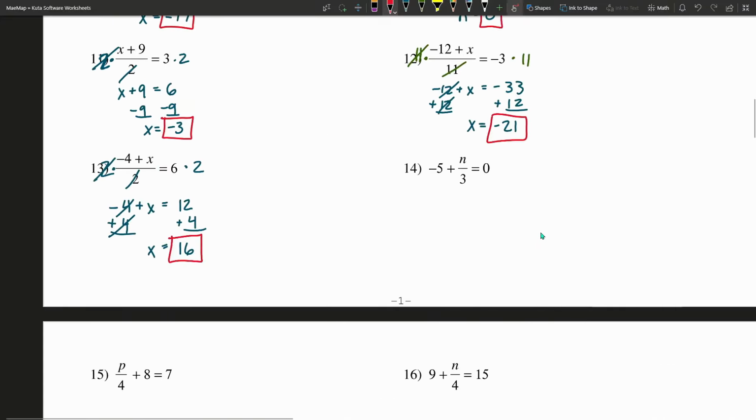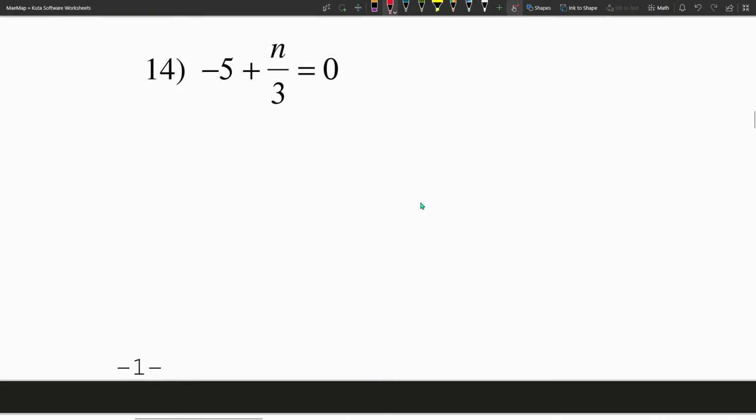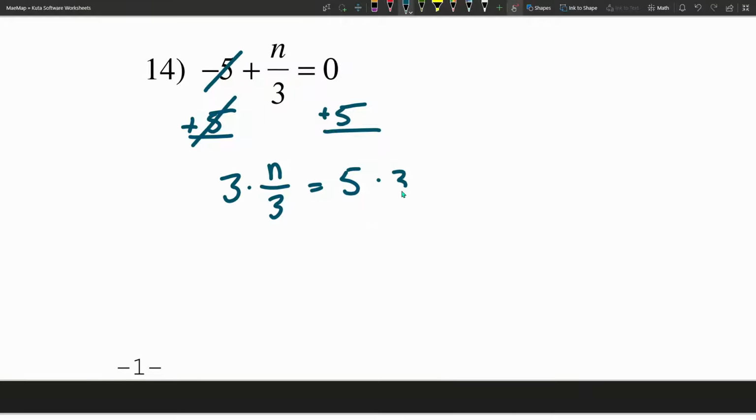Now moving on to the last problem on this page, number 14. Look, that 3 is in the denominator, but our left-hand side isn't an entire fraction. So we're going to start by moving this negative 5 and canceling it out. In order to do that, we'll add 5 to both sides. So negative 5 plus 5, that's 0. 0 plus n over 3 is n over 3, and that's equal to 0 plus 5, which is 5. One more step, multiply by 3 to get that n is equal to 5 times 3, which is 15. So 15 is our solution for number 14.